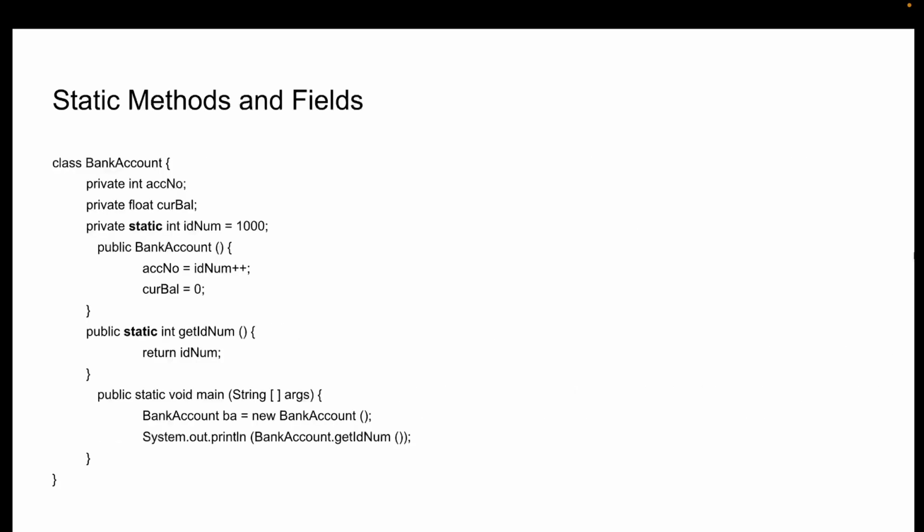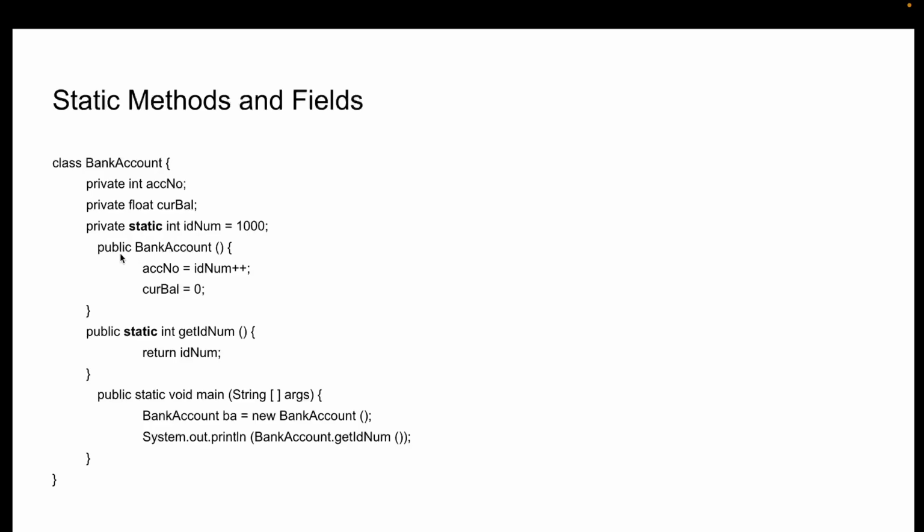So let's see this example. We have a bank account class, and then we have something as account number. See, ACC number is not static, right? Because we do not have any static keyword in front of this. Then we have float current balance. This is non-static, which means it does not have a static keyword before the data type. Now public static int id num equal to 1000. So we have initialized a static variable id num to 1000.